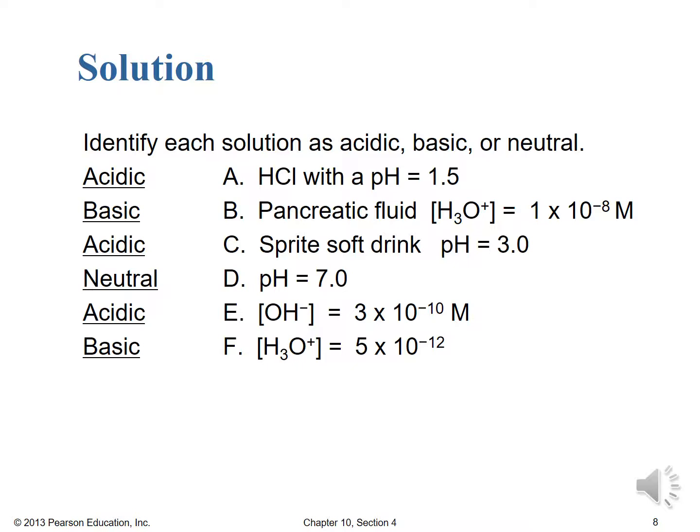Finally, for F, now we have an H3O+ concentration that's smaller than 1 times 10 to the minus 7, 5 times 10 to the minus 12, so that must be basic. So hopefully those all went very well. If you missed one or two, hopefully the explanation here has made you understand what went wrong. If that's not the case, if you're still struggling, you missed a number of these and you're not sure why, please do reach out to me for some guidance.